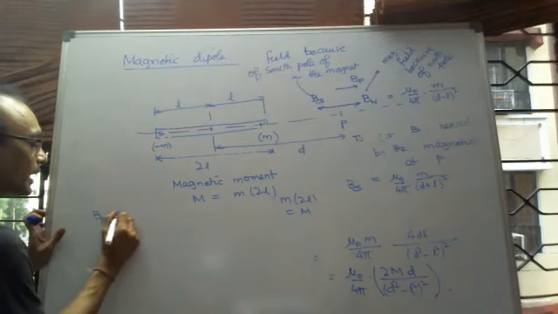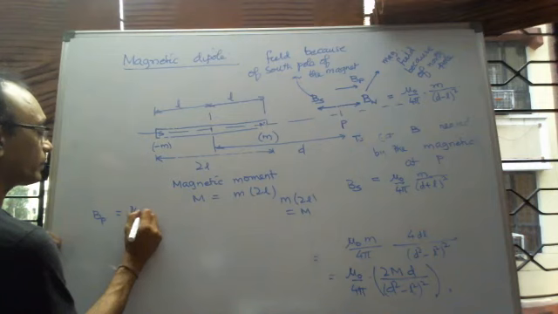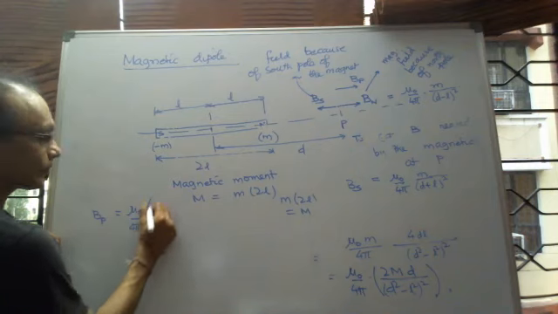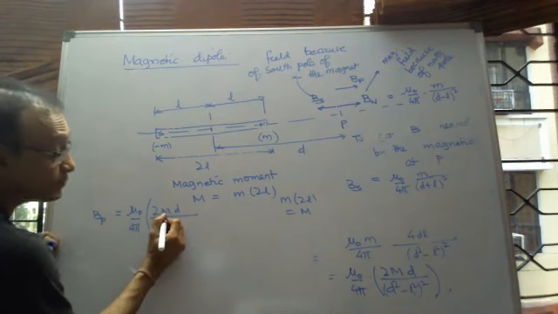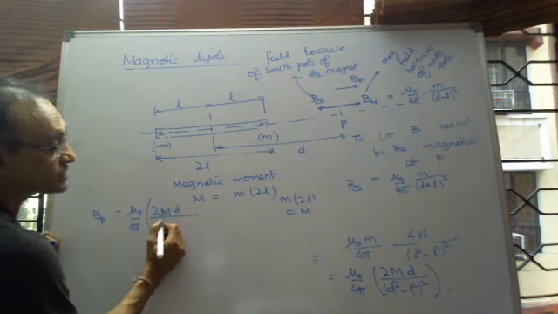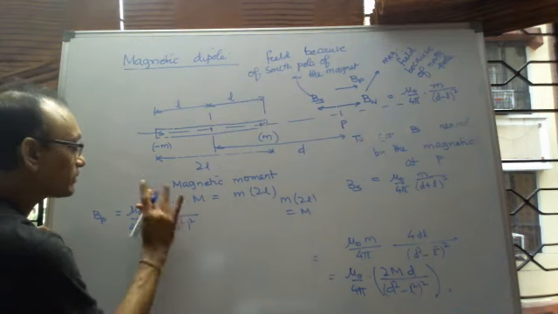And now the approximation. So this is the result. Mu naught by 4 pi, 2md. M is the magnetic moment, not the pole strength. M is the magnetic moment of this bar magnet, over d square minus l square, and the square below.